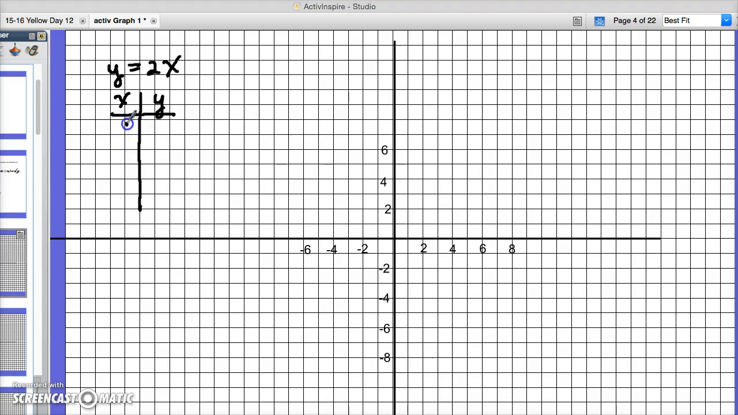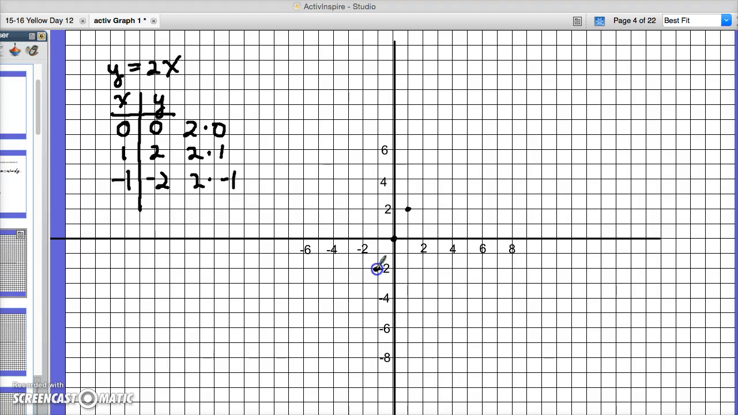So if x is 0, y would be 2 times 0, which is still 0. So I would plot the point (0, 0) right there. If x is 1, y would be 2 times 1, which is 2. So when x is 1, y is 2. If x is negative 1, y would be 2 times negative 1, which gives me negative 2. So when x is negative 1, y is negative 2.